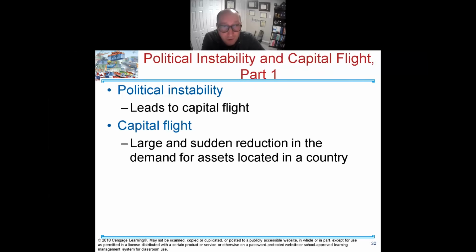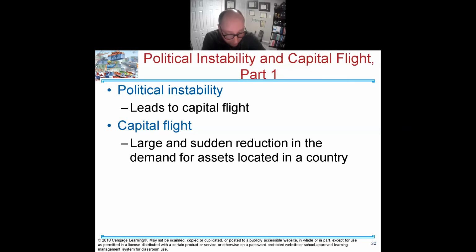Political instability obviously will also cause problems when it comes to trade and investment. I'm going to pull my money out of a country when there's political instability. Very simple. Because you never know what's going to happen to that money or those interest rates. We've seen this happen: a large and sudden reduction of demand for assets located in a particular country. We saw this in Venezuela with Chavez. That whole situation, right?